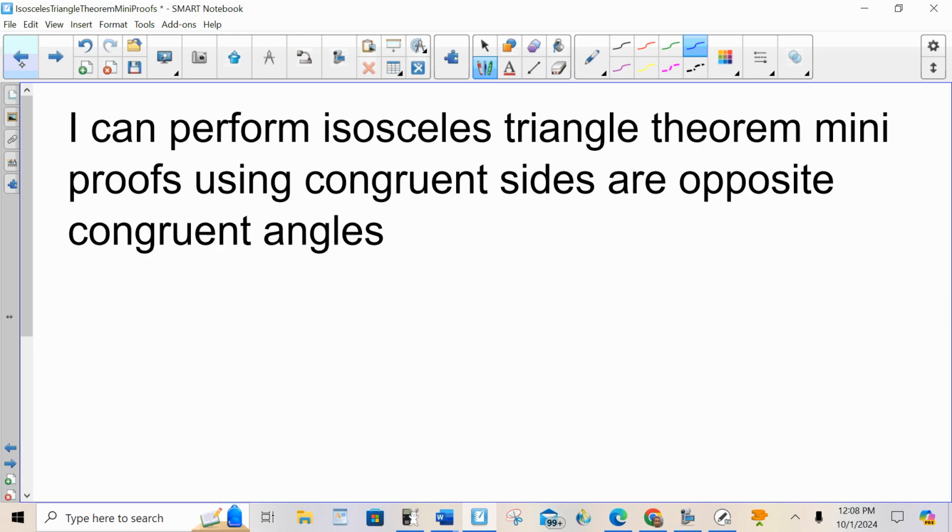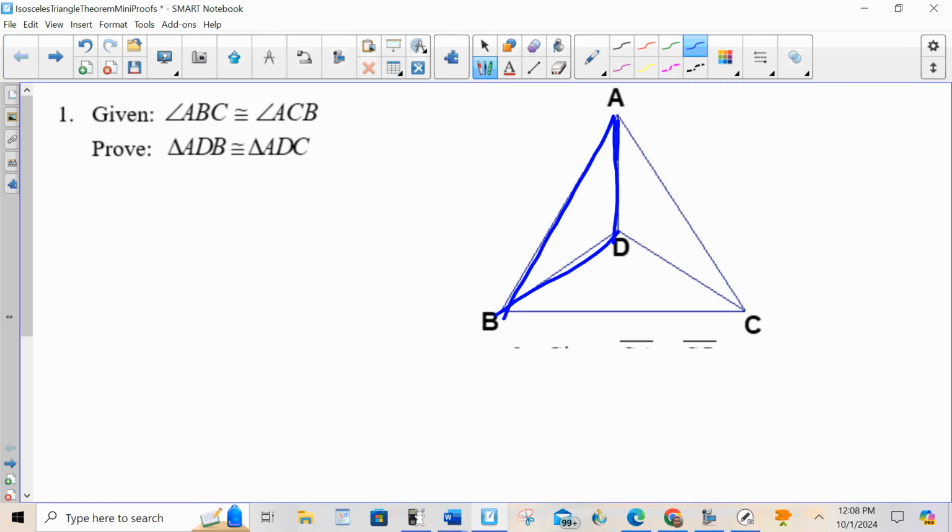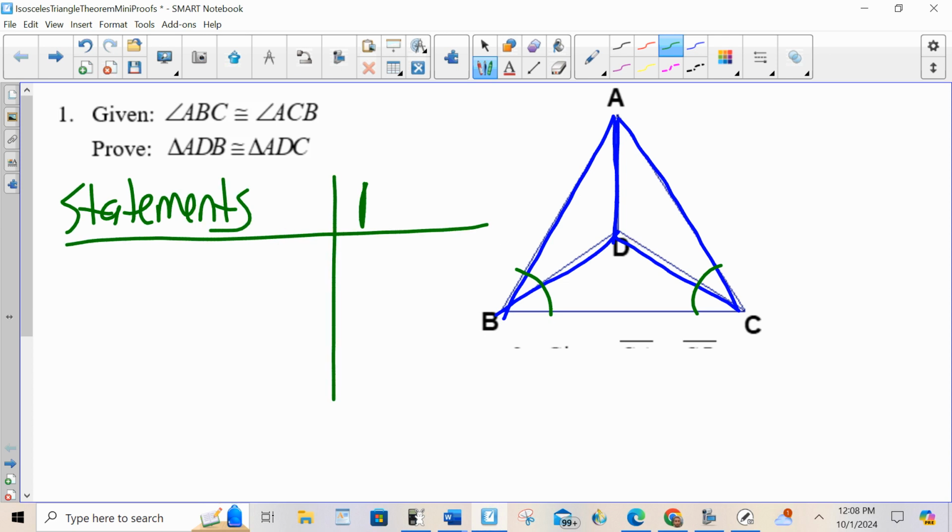Let's start with number 1. That would be a good number to start with. I'm proving, within the mini proof, I need to let you know which triangles I'm proving congruent. So I'm proving these blue triangles congruent. So angle ABC is congruent to angle ACB. So let's go statements, reasons.